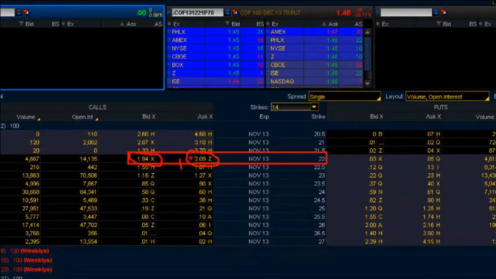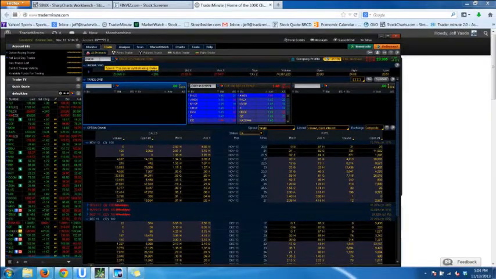Now this is Cisco. In the morning, these spreads are going to come back. They're going to look really nice. They're going to be 2 pennies. But on some options, they don't.